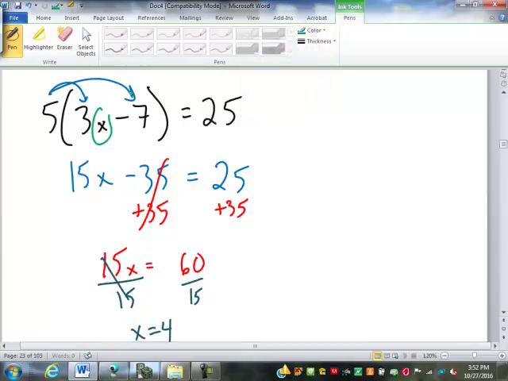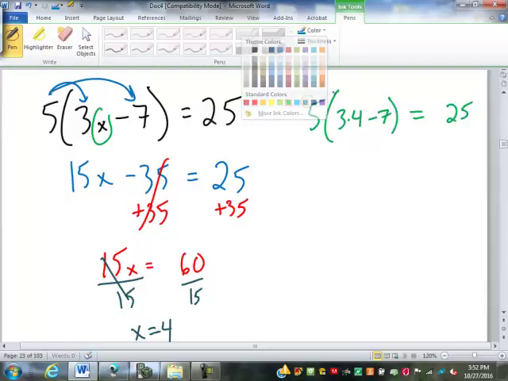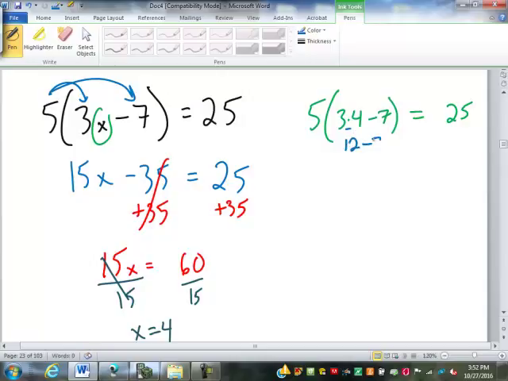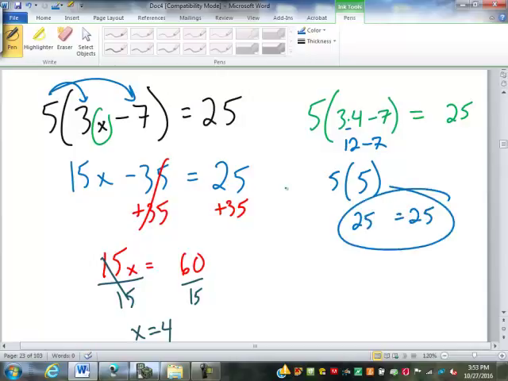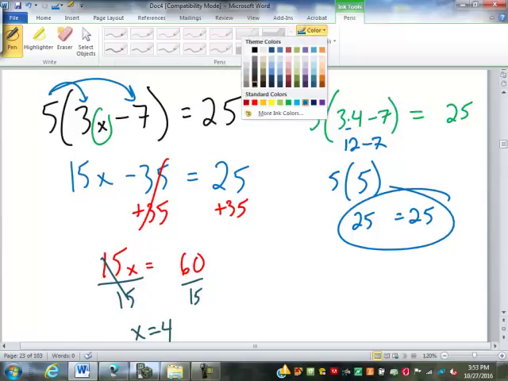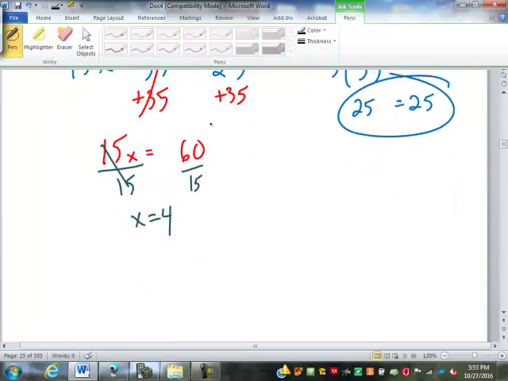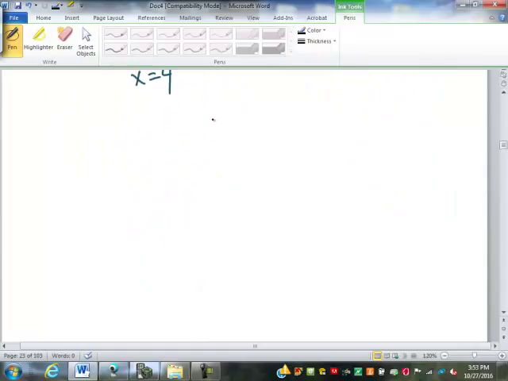If I put 4 in here for x, this is 5 times 3 times 4 minus 7. Check to see if that's 25. 3 times 4 is 12, minus 7 is 5. 5 times 5 is 25. So yes, we do get the same value on each side. So that is a correct answer. In your notes, try this one.